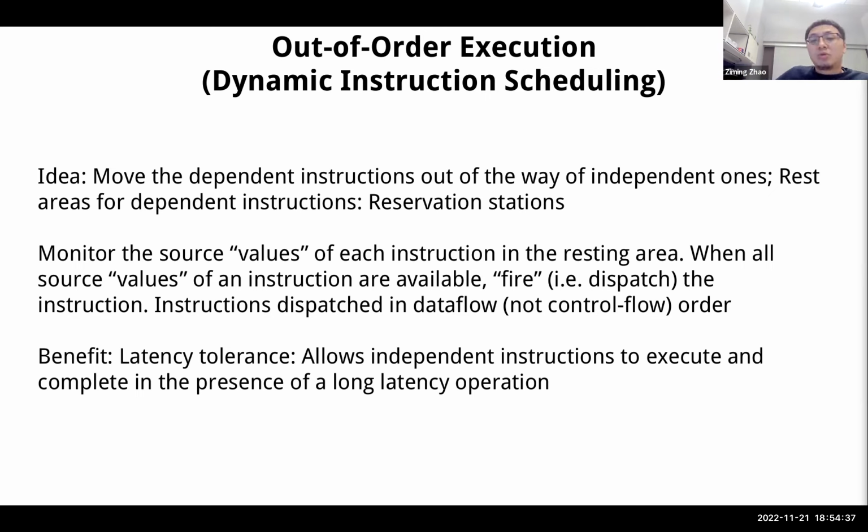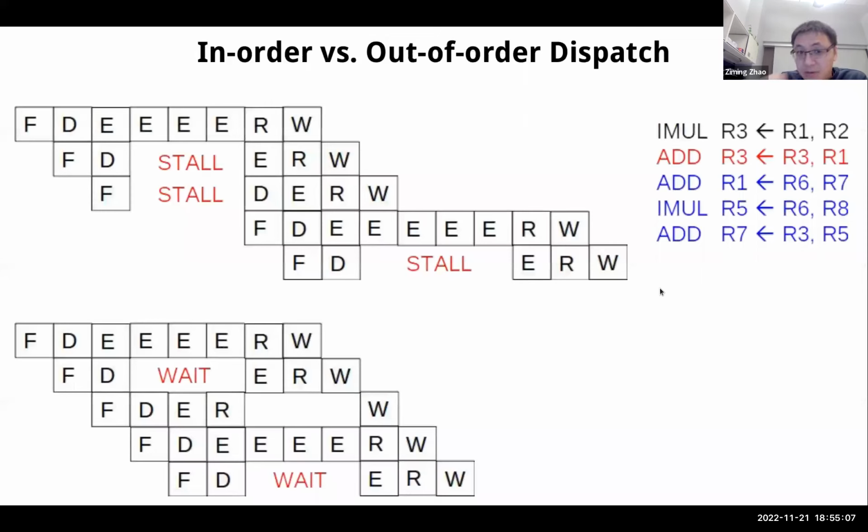So obviously the CPU does not strictly follow the order of the instructions. You can say the CPU is not that faithful in this case. So the idea is to move the dependent instructions out of the way of the independent ones. Then we can execute them at the same time. So here is another example.